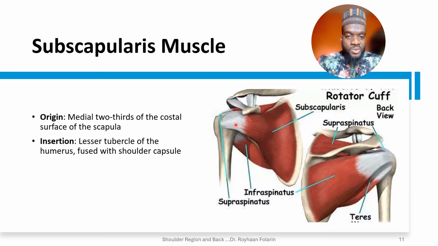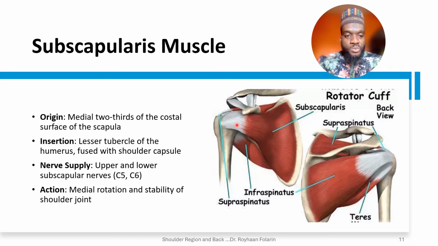So if this were to contract, you can expect that it's going to produce a medial rotation. Okay, a medial rotation, that is by moving this part of the humerus, this head of the humerus inward. Okay, it produces medial rotation and thereby conferring stability to the shoulder joint. This muscle, like the rest of the rotator cuff, is innervated by the subscapular nerves, which originate from C5 and C6. So here's the subscapularis.